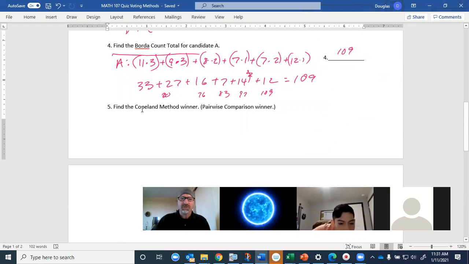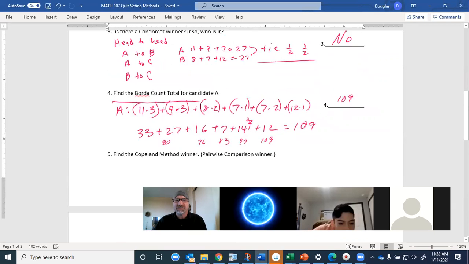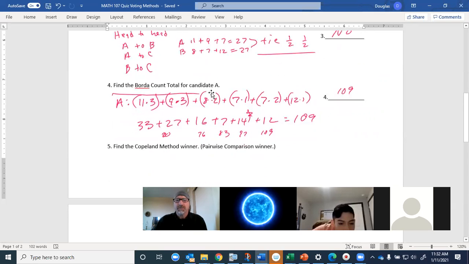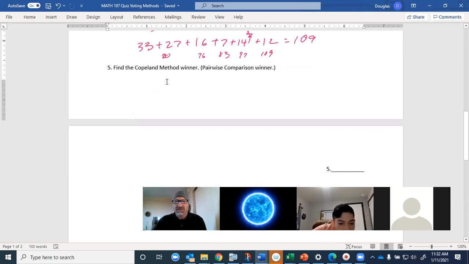Now, this other one, the Copeland method, is very similar to Condorcet, but on that one, you just count points. So you do all the head-to-head, all the one-on-one battles. That means we're going to do A versus B, which we already said was 27 for A and 27 for B. So A gets a half a point and B gets a half a point for that. And then we'll do A versus C.